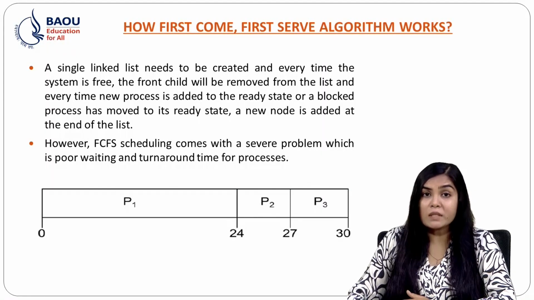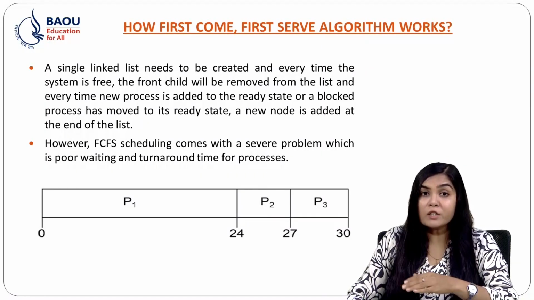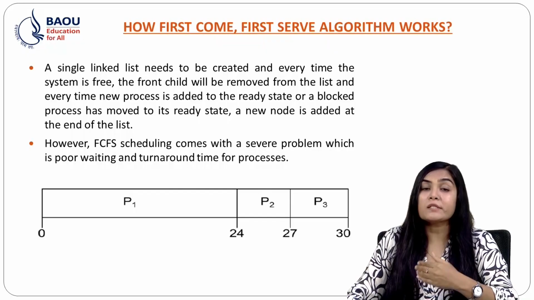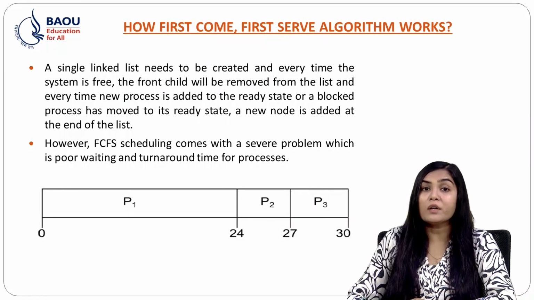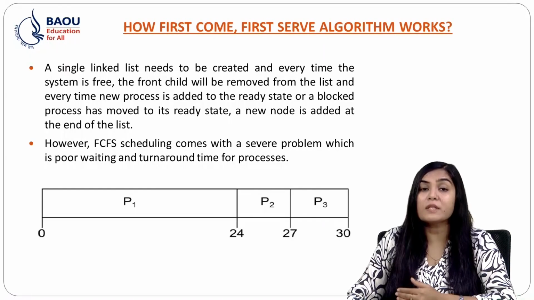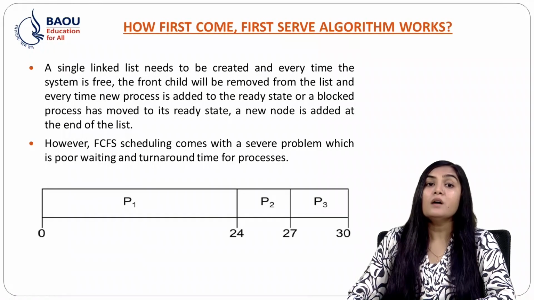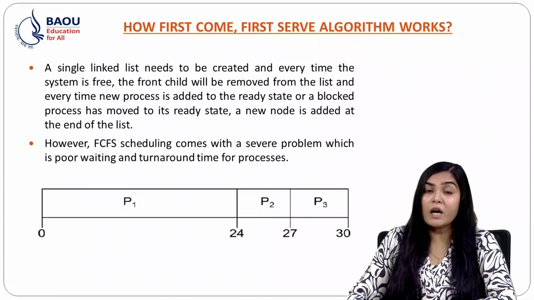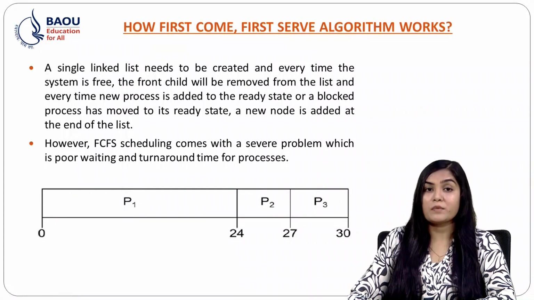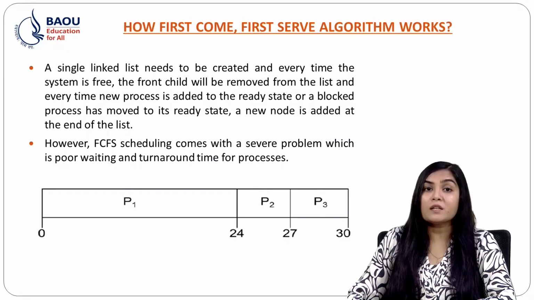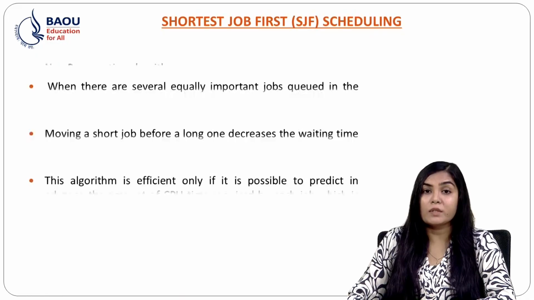This shows that with a long-running process at the front of the queue, short jobs get stuck behind it and the waiting time becomes very long, reducing the performance of these processes. This type of scheduling algorithm is also not suitable for interactive systems. Next, we will understand the shortest job first scheduling algorithm.